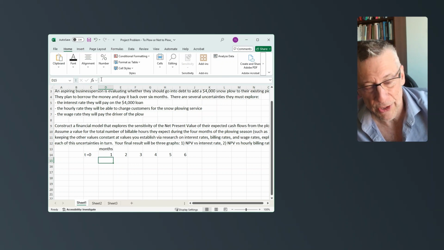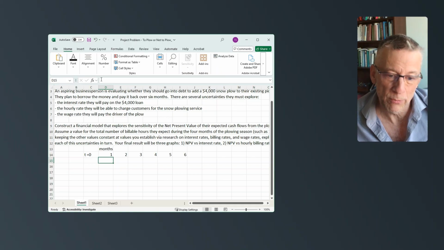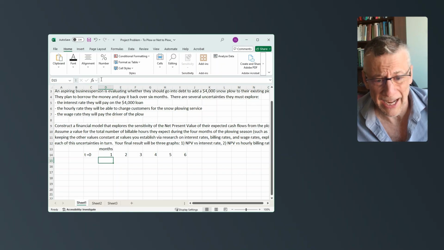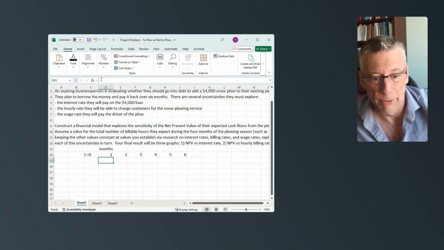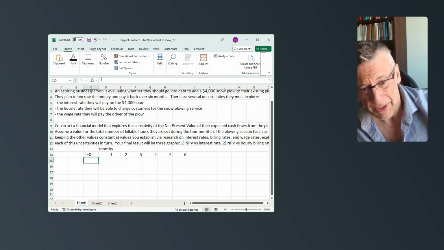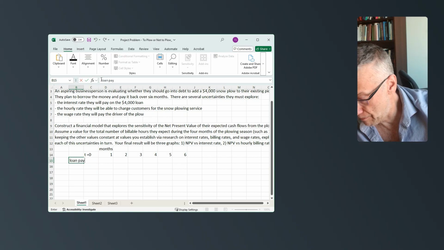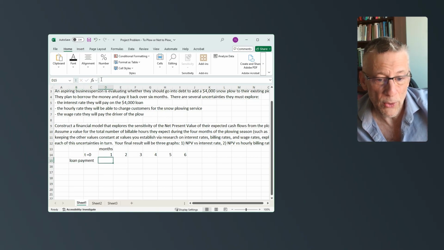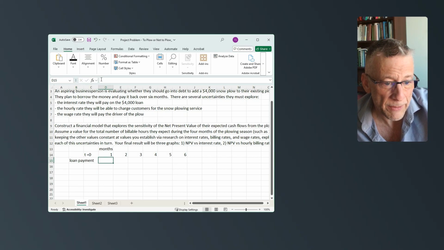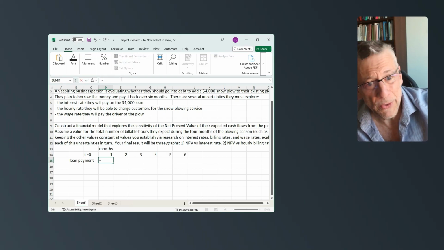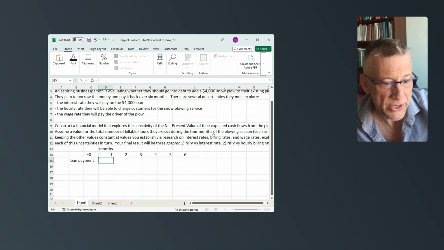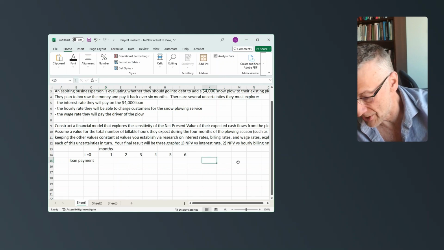That is, he plows the driveways and he bills his customers, who all pay their bills at the end of the month. At the same time, he's got to pay the loan for the plow at the end of the month. So it would be very helpful to be able to compute the loan payments and know what they are and record them here. Fortunately, we have an equation. We're going to use the equation that we learned in class.